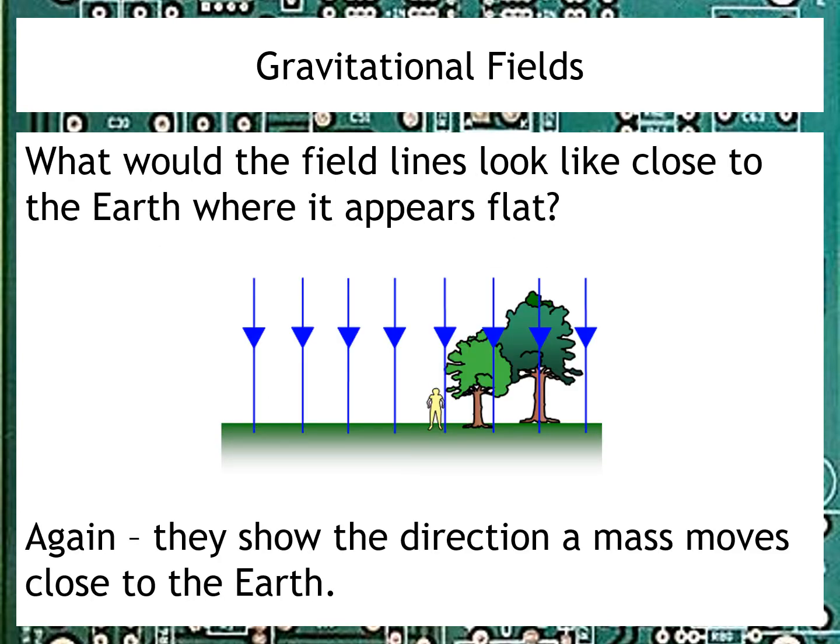So in this diagram we're asking the question, what would the field lines look like if we're close to the Earth where it appears flat? Now we know the Earth is a sphere, but to us, to all intents and purposes, it appears flat. And again, we'd have to draw the lines showing the direction a mass would move as it came towards the Earth. And so from a flat perspective, everything would appear to fall straight down. And so near to the Earth, we say that a gravitational field is close to being uniform. So it's all uniformly spread out, like in this diagram.